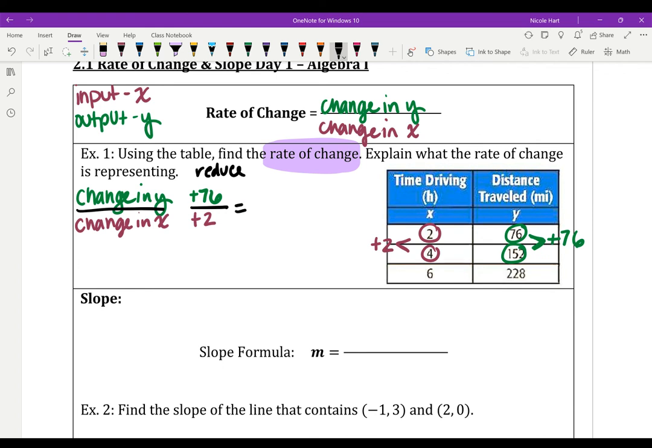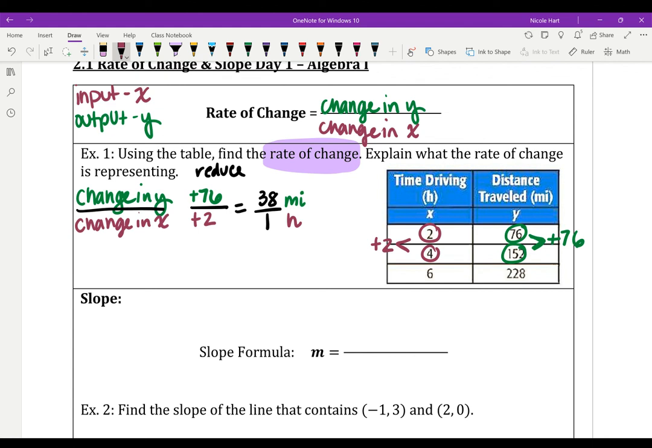I can, with my calculator, do 76 divided by 2 to try to reduce this, since these are both even numbers. So if I reduce my values, I have 38 over 1, and these values are representing different units of measure. So the distance traveled is our Y values, and so that's in miles. We're going to use MI for miles. And the change in our X value is our driving time, which is H for hours.